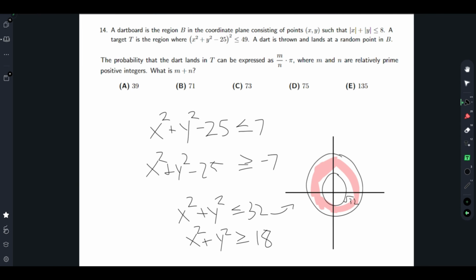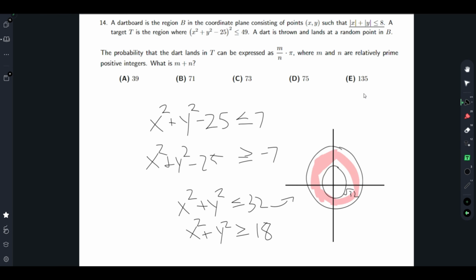And the total, well, what's the total? Let's handle that. This is the total area.